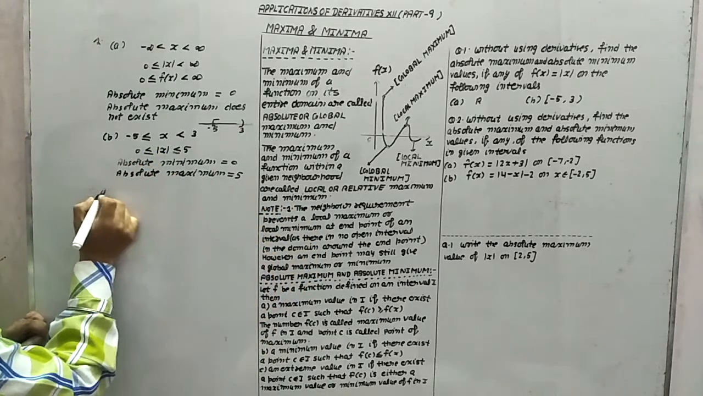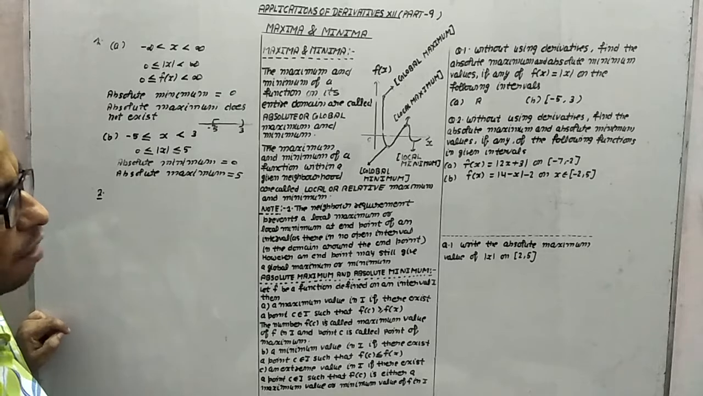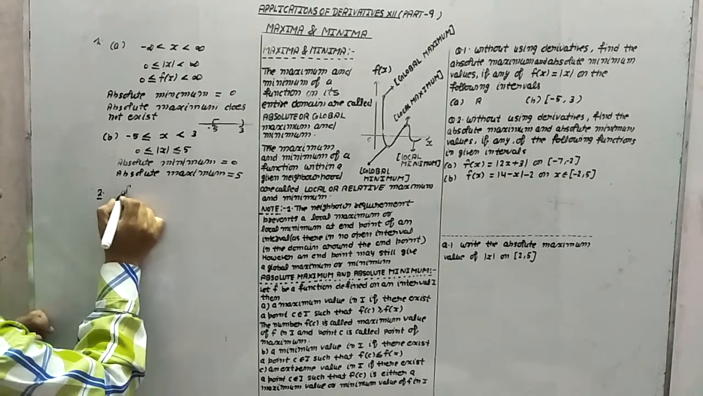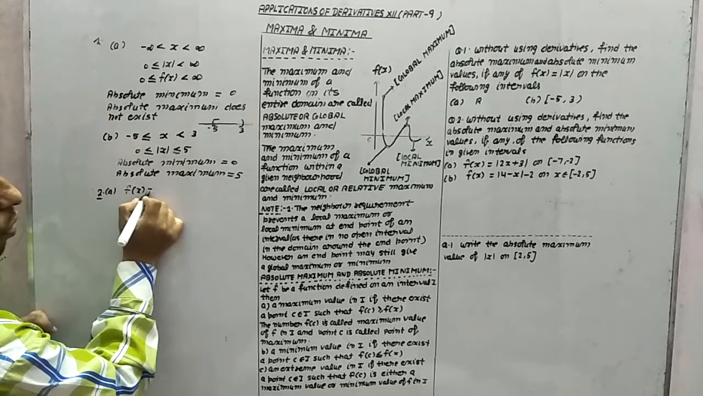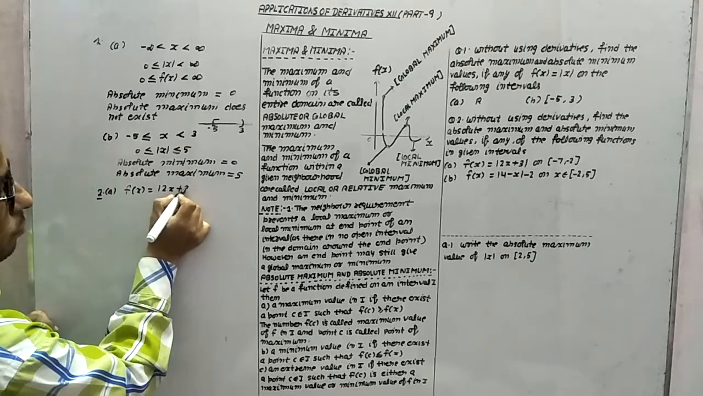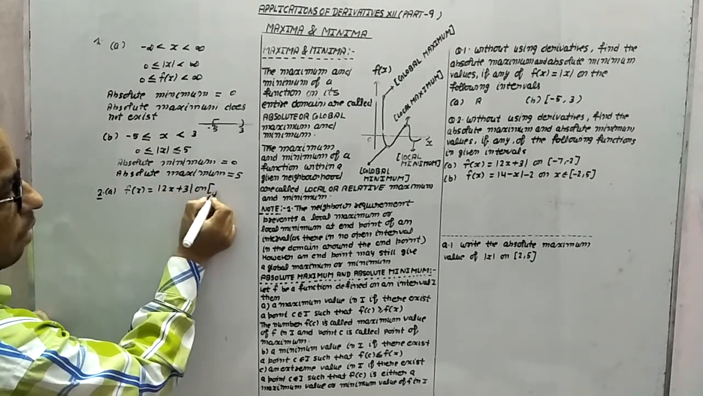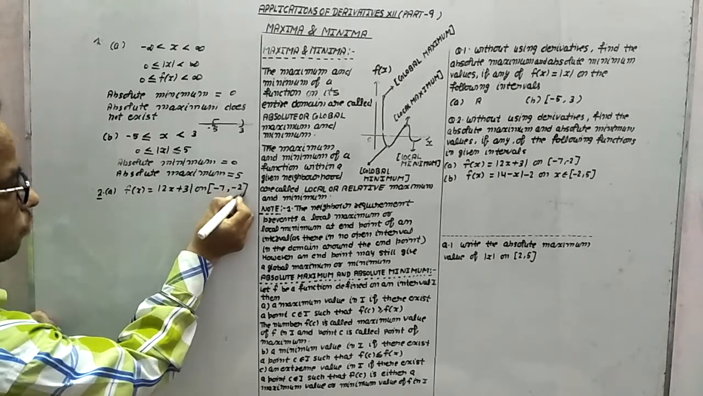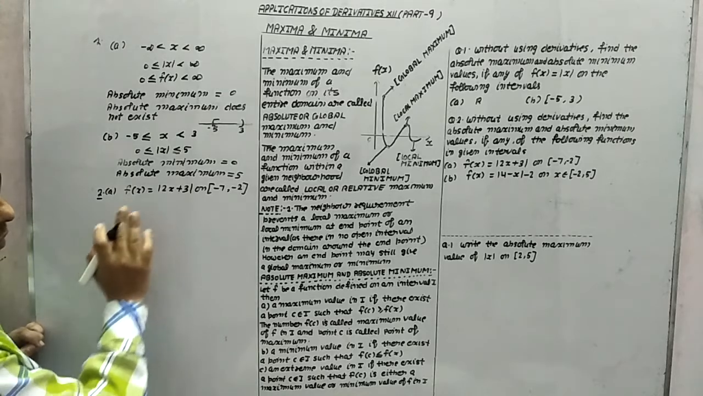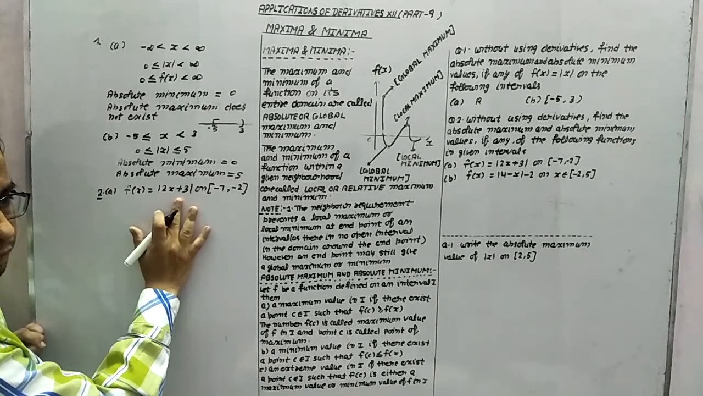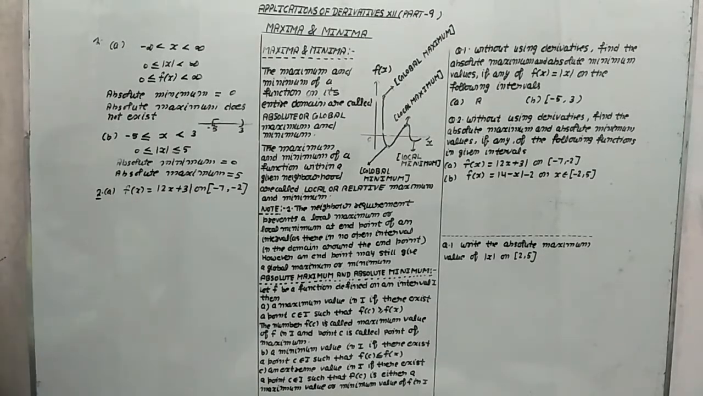Now, this is the second question. In second question, we have this part, a part, f(x) is equal to modulus of 2x plus 3 on -7 to -2. Now look at this thing. How will we make? First of all, we have to check on this part. Now, to do this part, how will we do? Look at this thing.